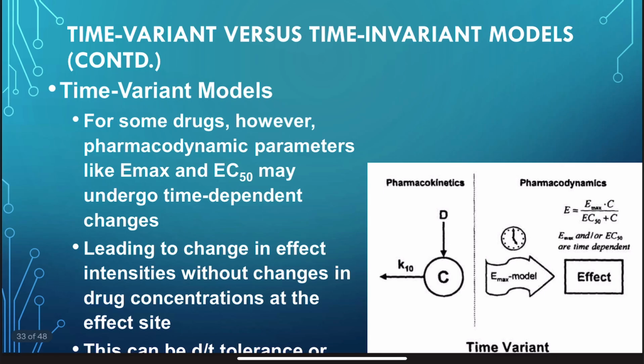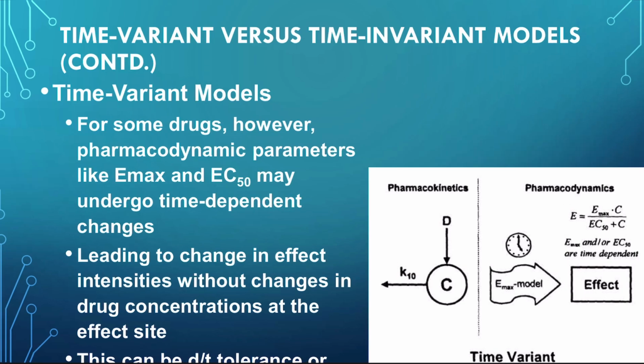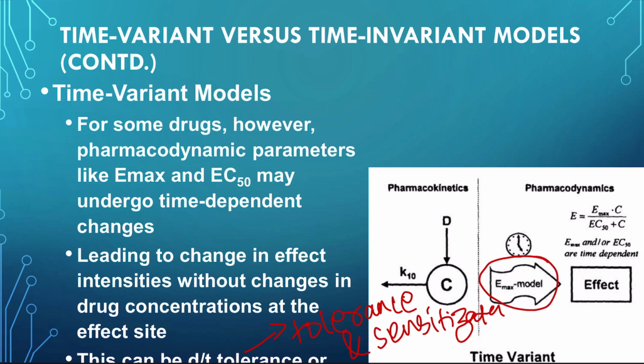So what are the reasons for those? The reason is basically tolerance, and then we have sensitization. So here you can see we have the Emax model, but the effect is actually varying with time. Tolerance occurs when we give a particular drug repeatedly, that is continuous exposure of a particular drug, there will be a decrease in the receptor pool, there will be a decrease in the affinity of the receptor to the particular drug, and as a result tolerance can occur.